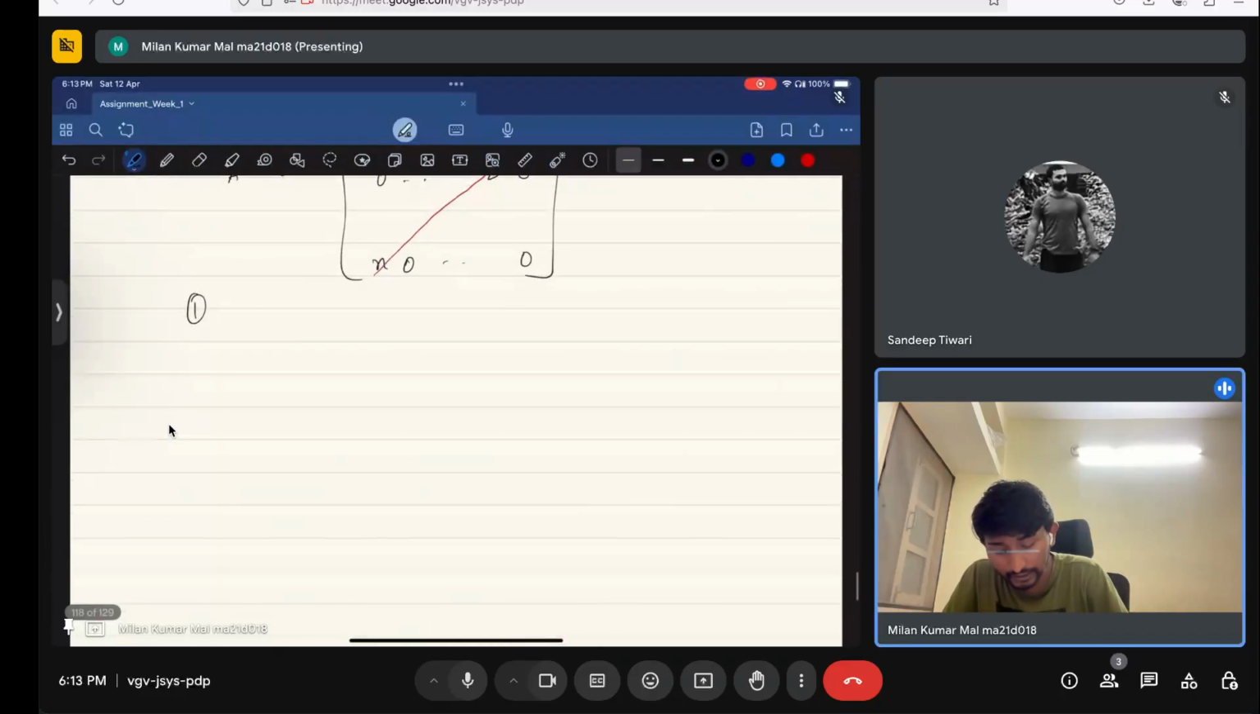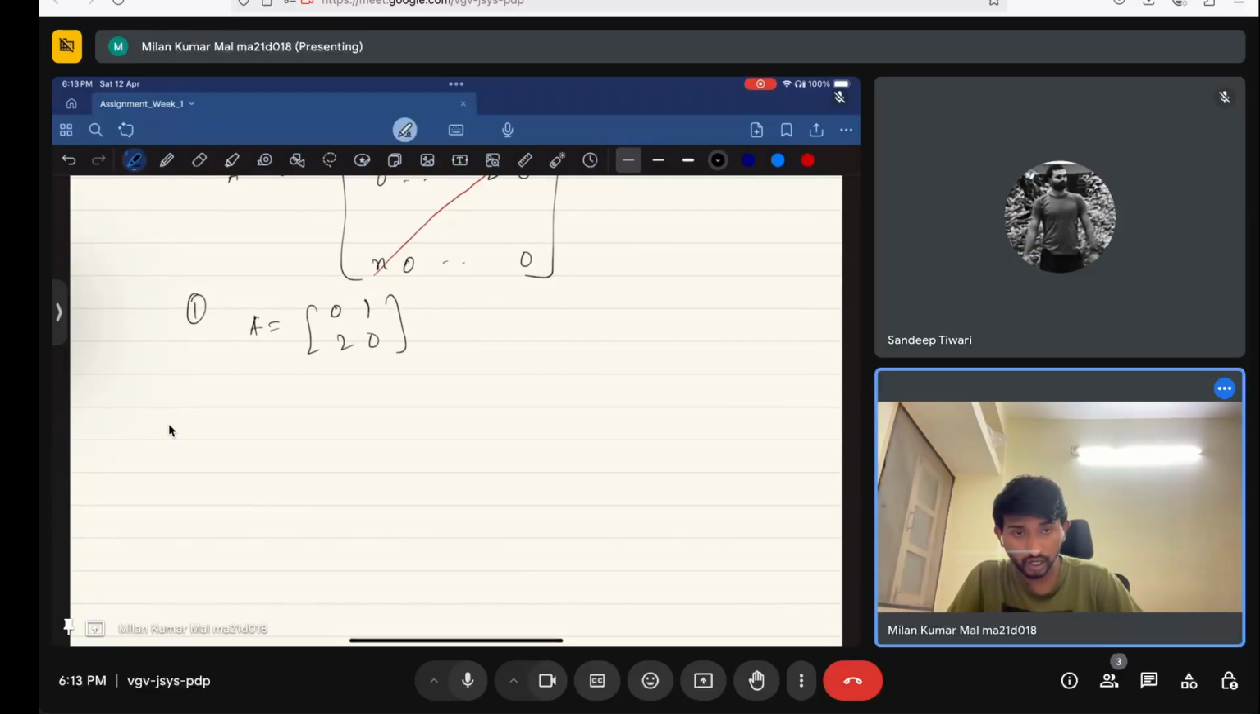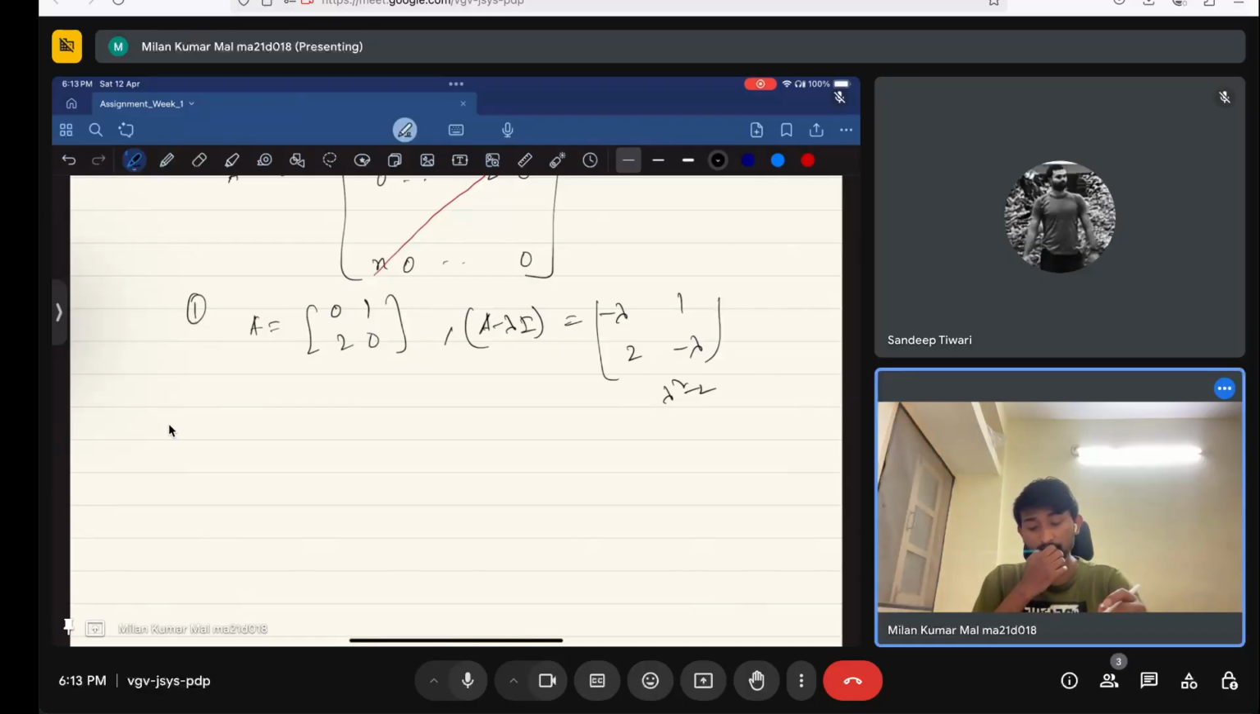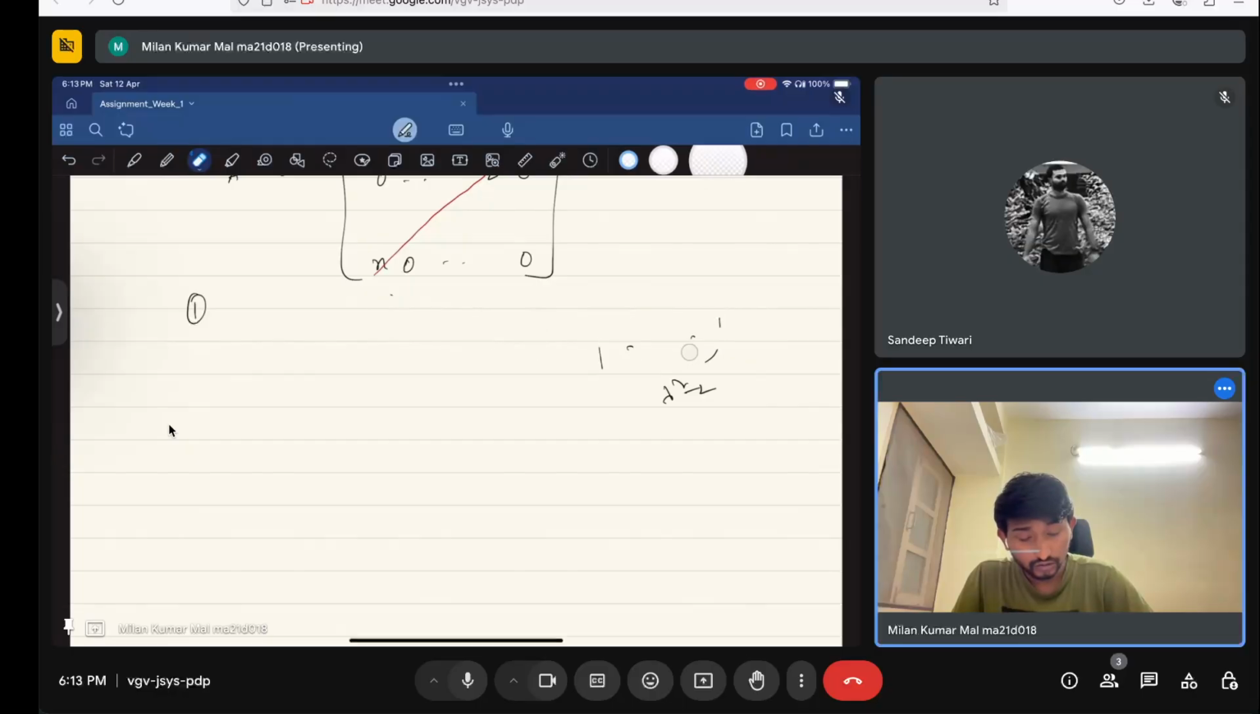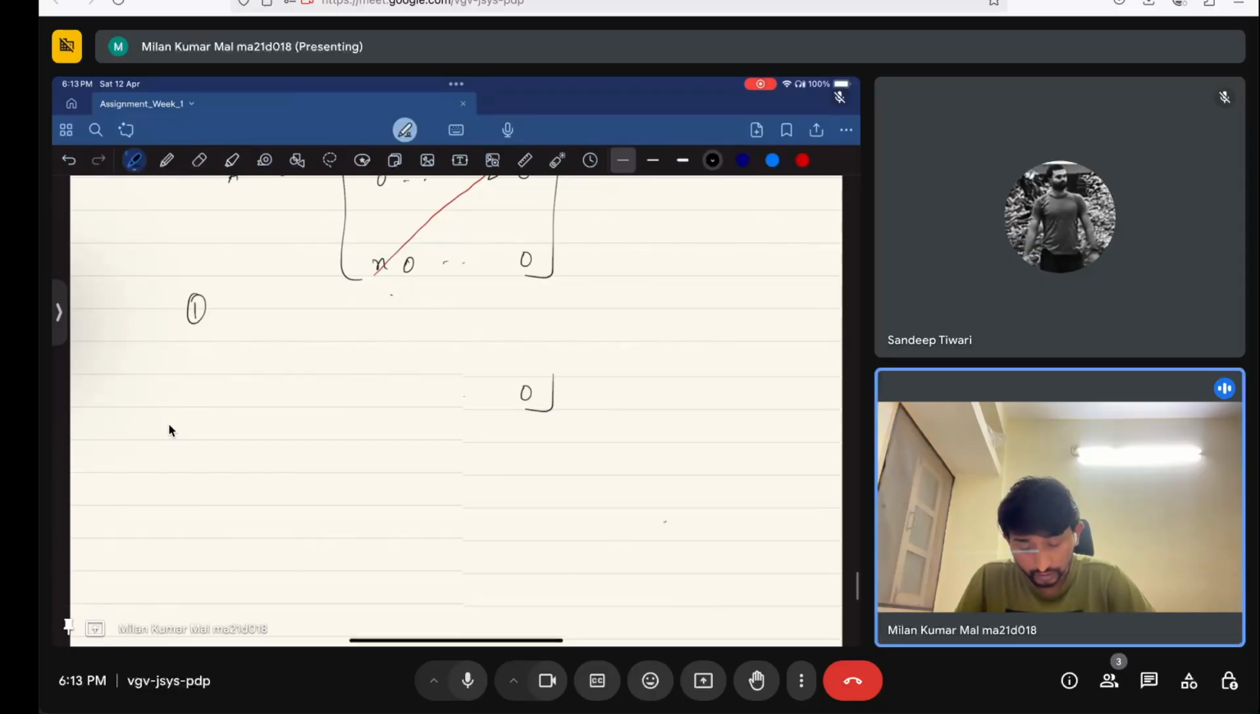For that, I will take A equals 0, 1, 2, 0. For example, this one. Then what is A minus lambda I? That will be minus lambda, 1, 2, minus lambda, right? So the determinant will be lambda square minus 2. Oh no, this is happening. Sorry, this is the wrong example I took. So sorry, what was the question?